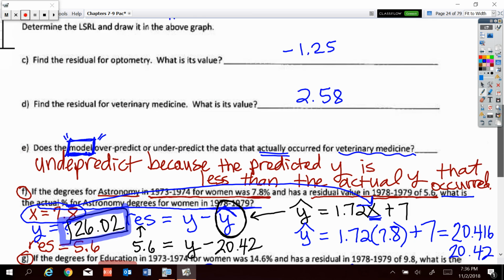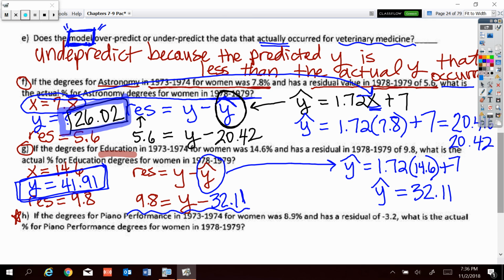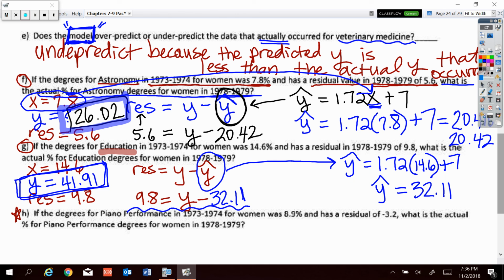Okay, so there's some computing of your residuals. There is no additional homework for this assignment.